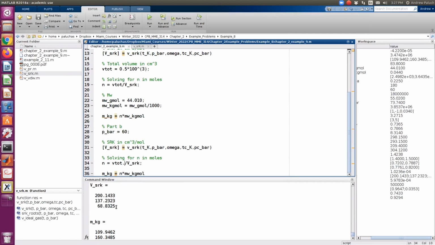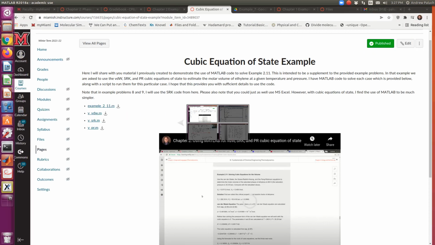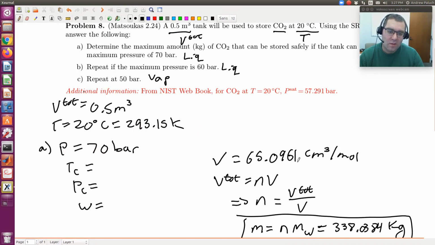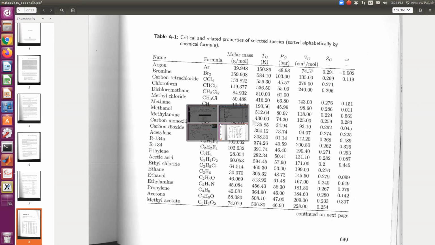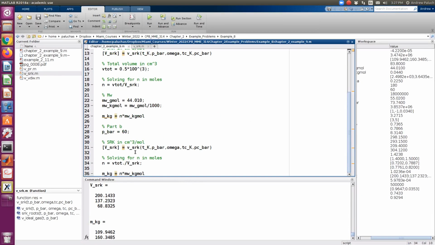Okay, and notice my smallest V is 68.8325, which doesn't deviate too much from the 65.0961 we had in A. So I'm going to use VSRK, but if I want, I can use just that final root. So you can use 3, or I'll use the keyword end just to print the last one. So the mass that we can hold is 319.6889 kilograms.